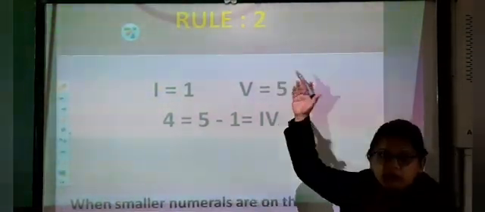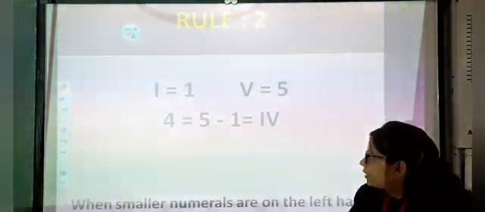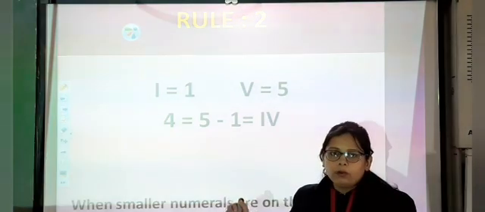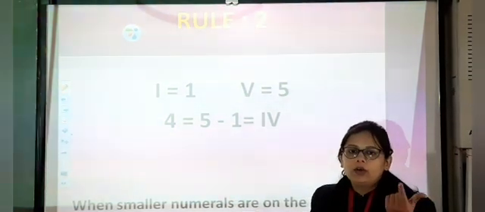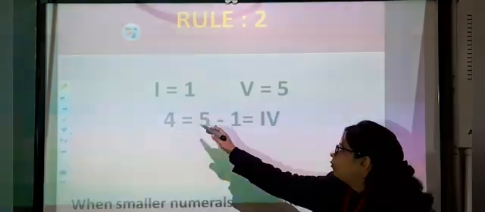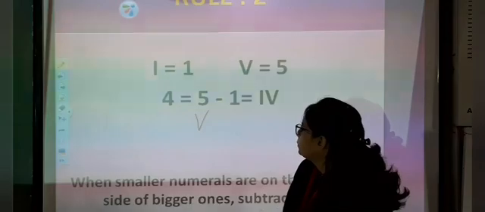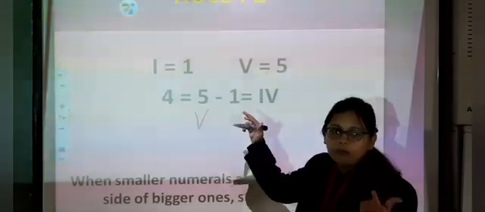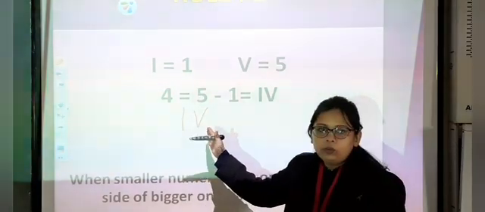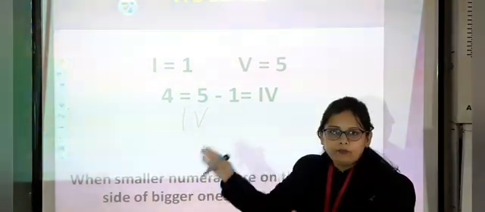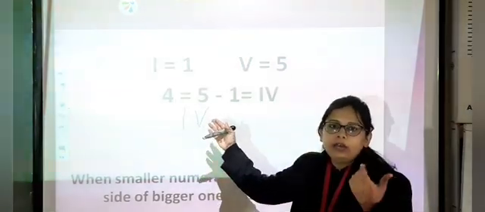Now there we have started a second rule. There is a second rule for writing the Roman numeral. What is 4? 4 is 1 less than 5. So what is for 5? 5 is for V, and 1 is for I. So if we use I on the left side of V, we will get the Roman numeral 4.